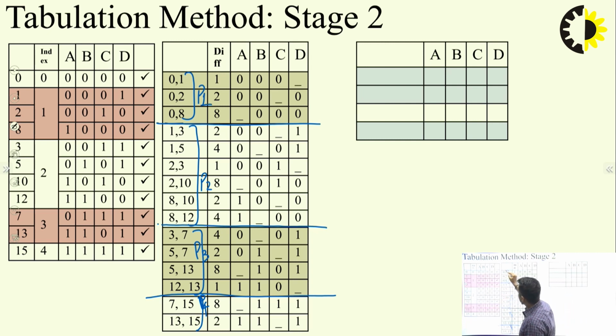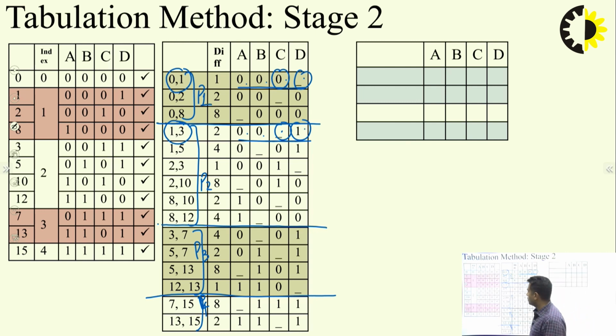So 0, 1 will be compared with 1, 3. 0, 1 is 0, 0, dash, 1, 3 is 0, 0, dash, 1. So this 0 is identical, this 0 is identical, 0, dash, dash, 1. That means these are the points of difference. So there are 2 points of difference. So that means 0, 1 and 1, 3 cannot be merged. So we need not tick that, and we need not write it in the next stage table.